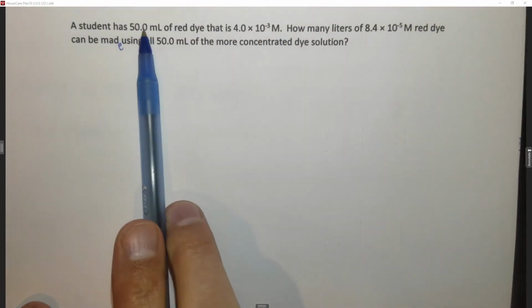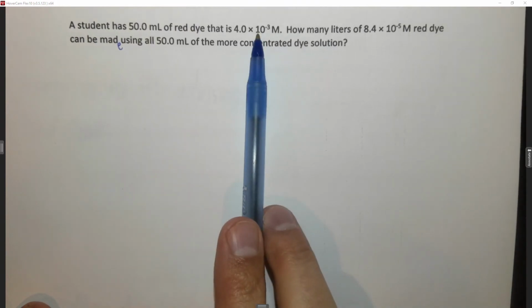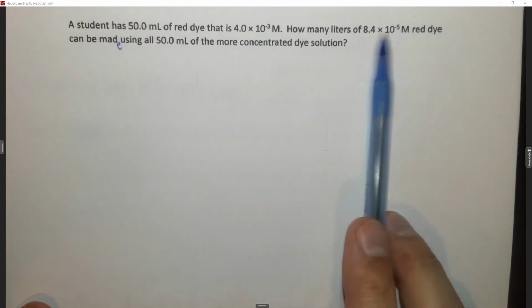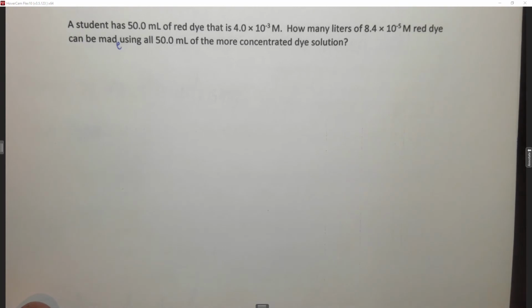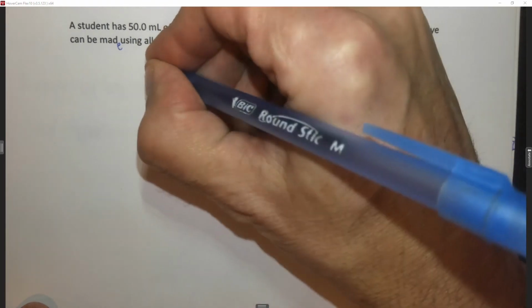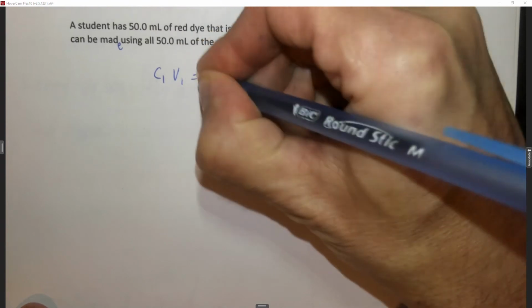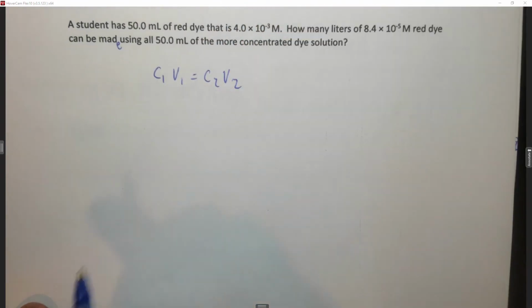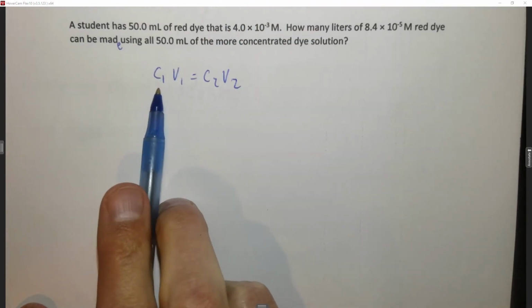So we have 50 milliliters of this concentration, and we want to turn all 50 milliliters into as much of this concentration dye as we can. How are we going to do that? We're going to add water, or said another way, we're going to do a dilution. So what we need to use is the dilution equation, C1V1 equals C2V2.